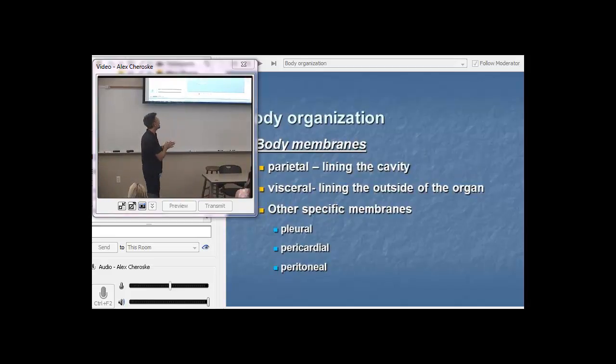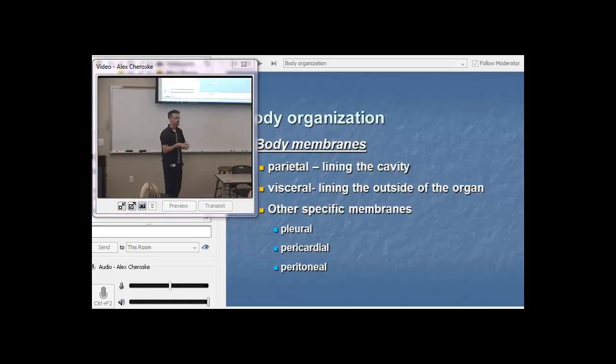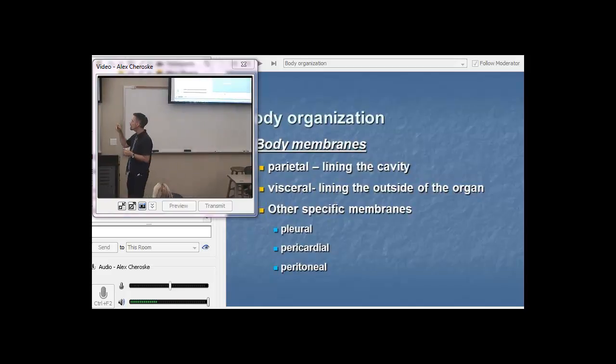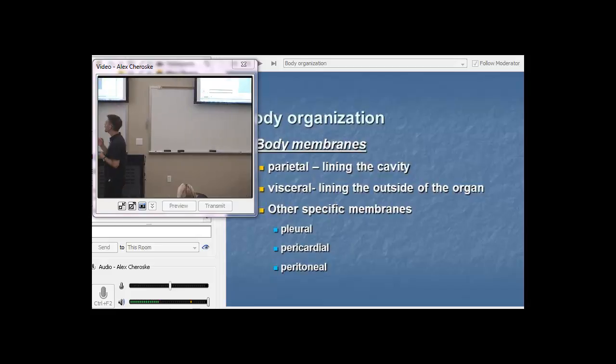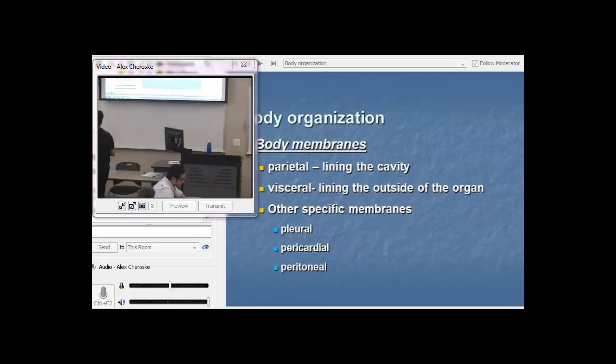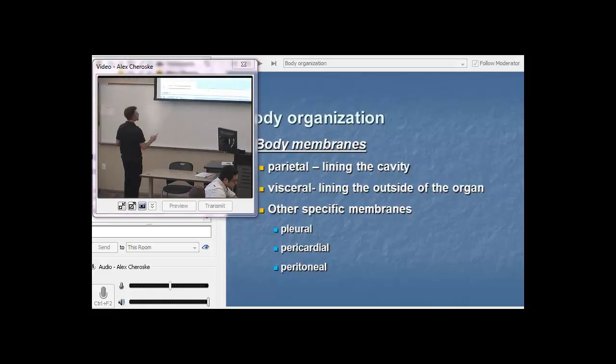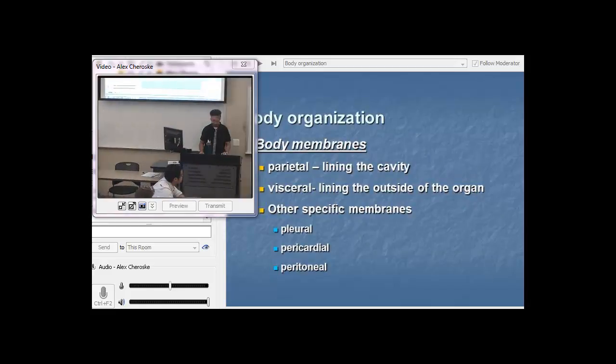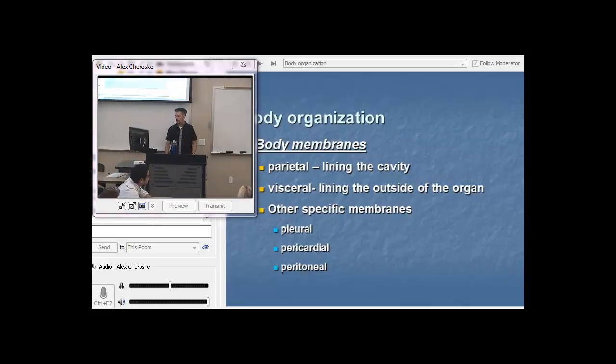Now, of course, we can't just generically say membrane. They have to have specific terms. So here are some examples of different body membranes. What we've got are different types of, in this case, internal membranes. These membranes here are ones that are going to be lining cavities. If you have one that lines the outside of the cavity, lining the cavity itself, it's called a parietal membrane.